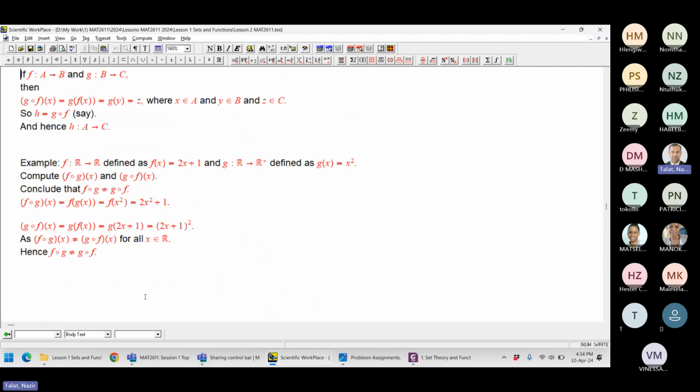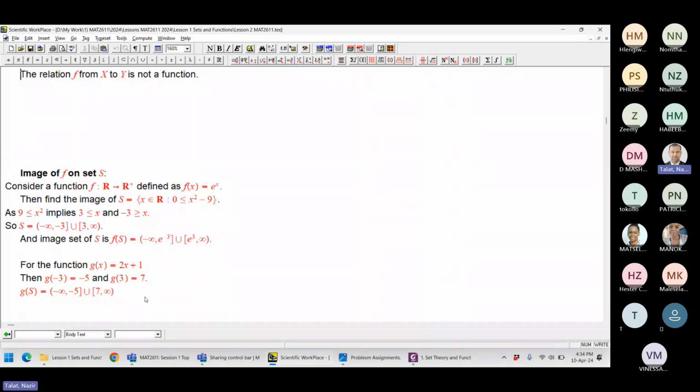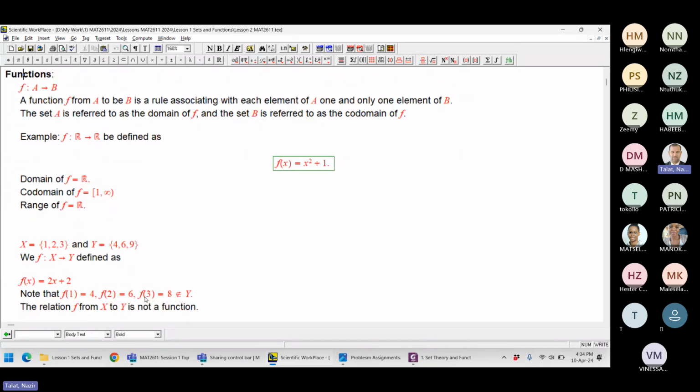For instance, if we look at the uppercase, here we have some functions. f of x equal to x square plus 1. Note that the codomain set is 1 to infinity, but the range set of f is complete R. So the codomain of f is not equal to the range of f. It means this function is not onto.